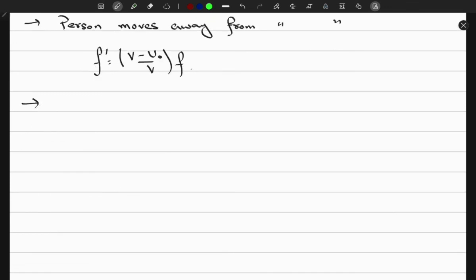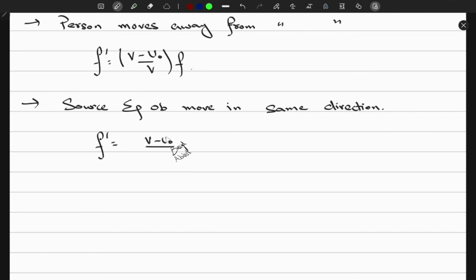And then finally, you could have a case where both of them are moving. Suppose the source and observer move in the same direction. Both of them are moving, in the same direction. Then the apparent frequency is given as v minus u naught, where u naught is the velocity of the person, divided by v plus us, where us is the velocity of the source, times the frequency of the sound emitted by the source.